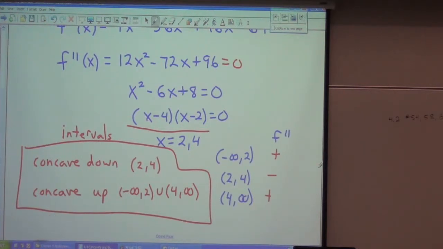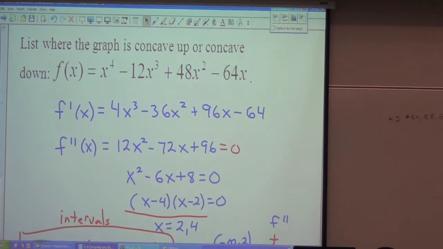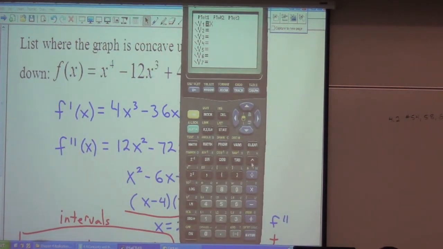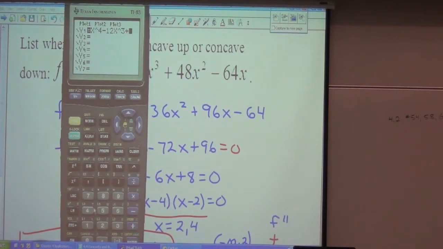So, what exactly is the point of inflection? It's where a graph changes concavity. So watch, if we looked at this graph, x to the 4th minus 12x cubed plus 48x squared minus 64x. I'll go back to Zoom 6, the standard graph.